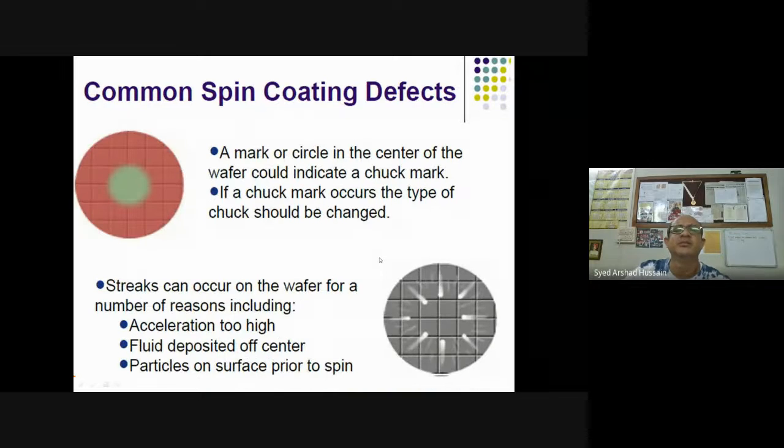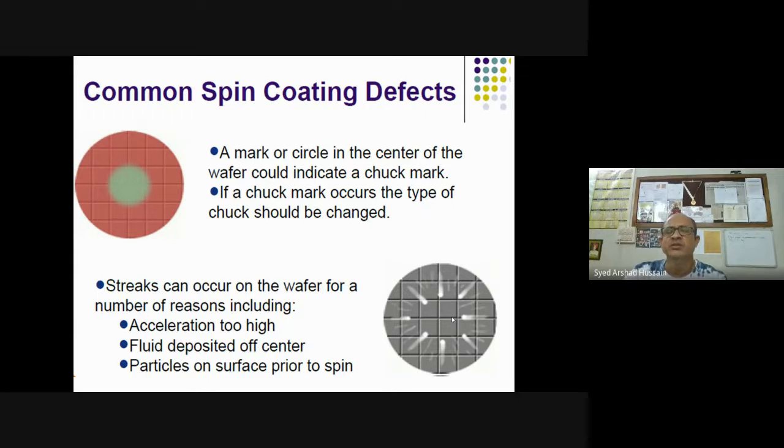Always we want a uniform thick film for good properties. Also, there may be a mark like this, and this may be if your vacuum pump chuck is pulling the substrate downwards, so this may also affect the spreading when the centripetal force spreads the materials outward. You have to be careful about this also. Okay, then again, there may be streaks like this. This may be due to, again, speed as well as deposition on the side of the substrate. So this kind of thing is there.